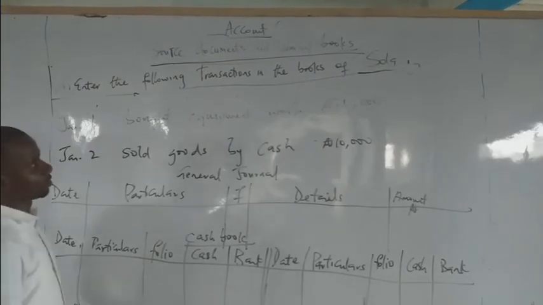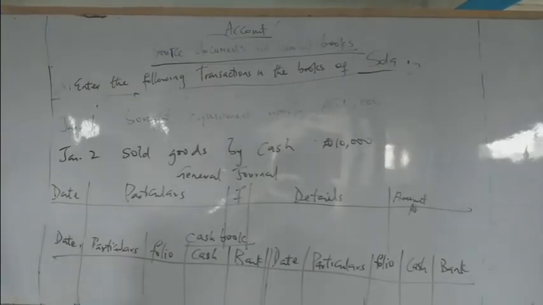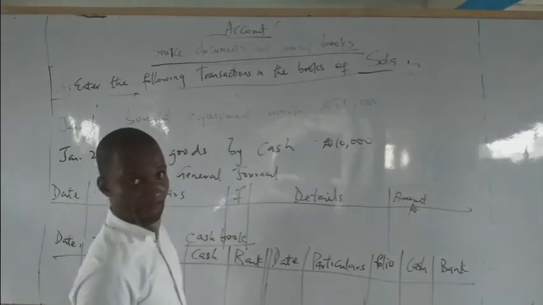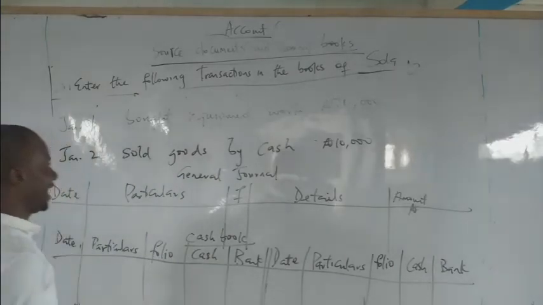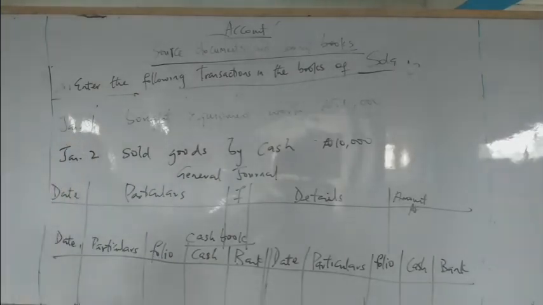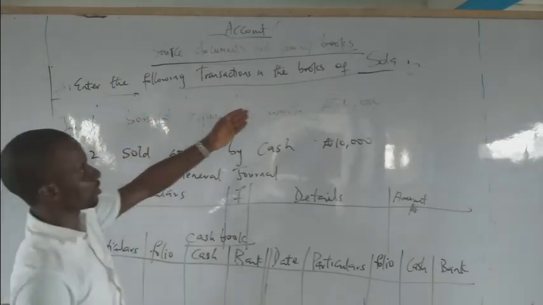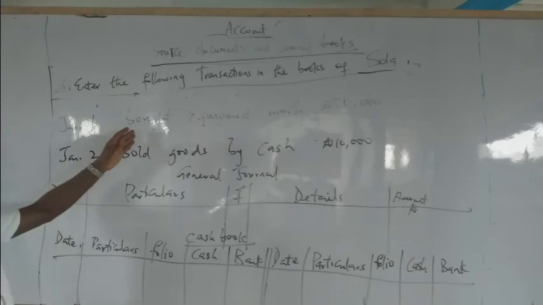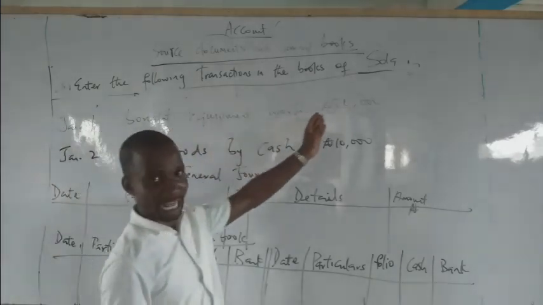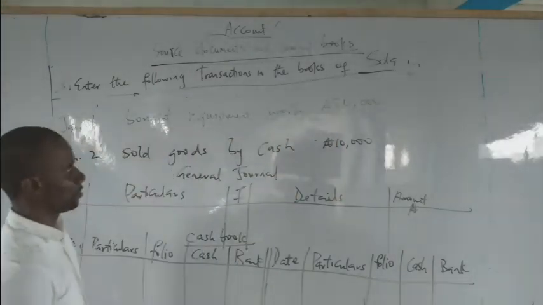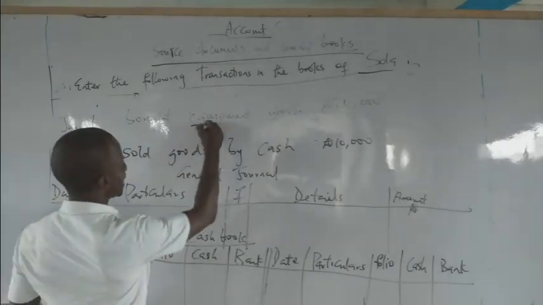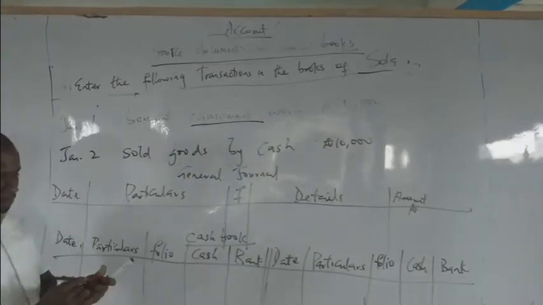Okay, now we're going to look at the last 2 sets of journal: the general journal, or the journal proper as they call it, and the cash book. Now, look at this transaction. Enter the following transaction in the books of Shola. January 1st, bought equipment worth 50,000 naira. Now, they did not say goods, they said equipment.